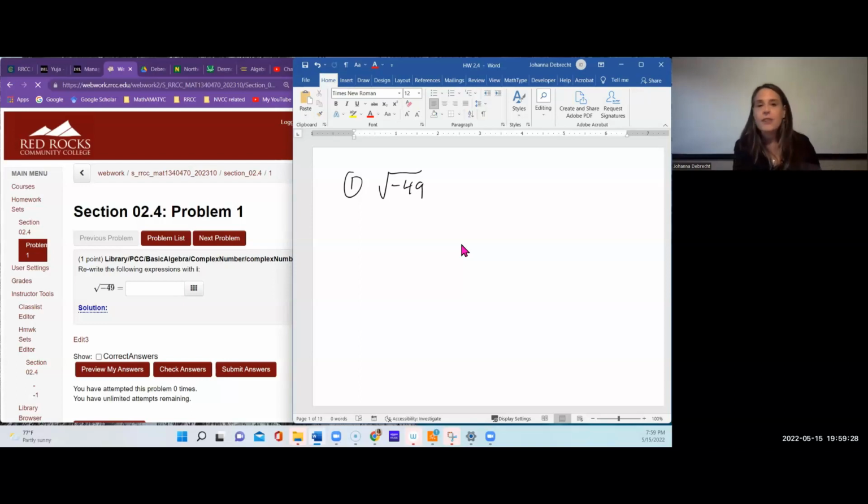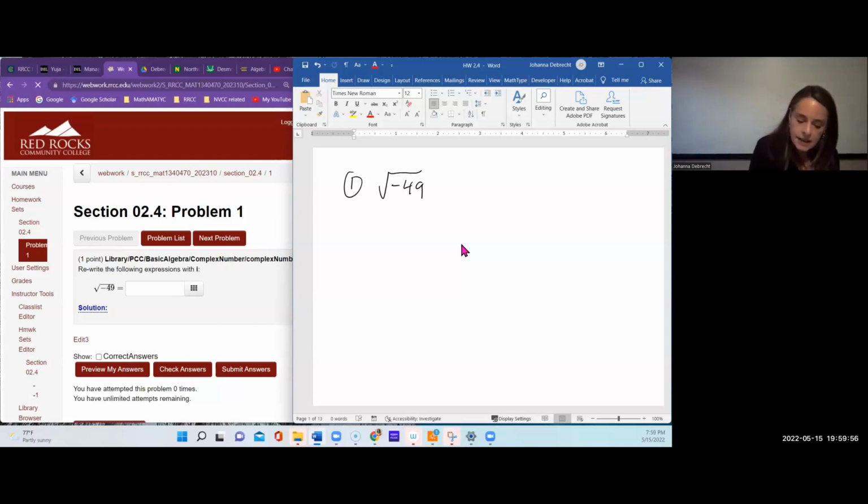Well, first off, there is no real number that we can take and multiply by itself and get a negative number. If you multiply a real number by itself, 2 positives multiplied together give me a positive, and 2 negatives multiplied together give me a positive. The only way to get a negative number is to take an imaginary number.